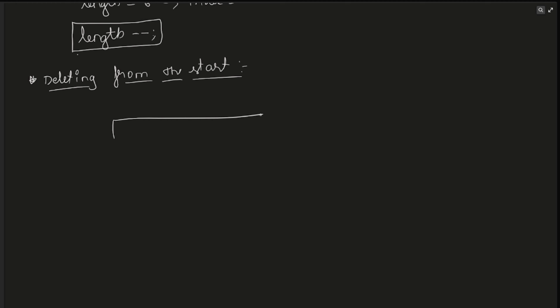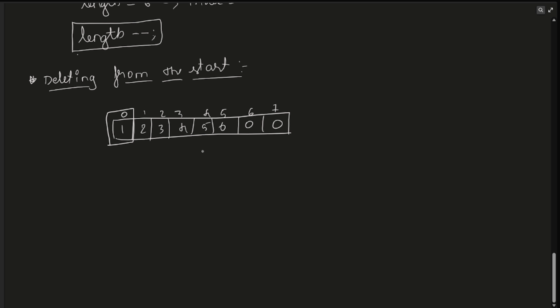I'll just write the same array again. 1, 2, 3, 4, 5, 6, 7, we're not utilizing it. Okay. 0, 0. Index is 0, 1, 2, 3, 4, 5, 6, 7. Now we want to delete the first index element. How can we do that? Let me just show you.